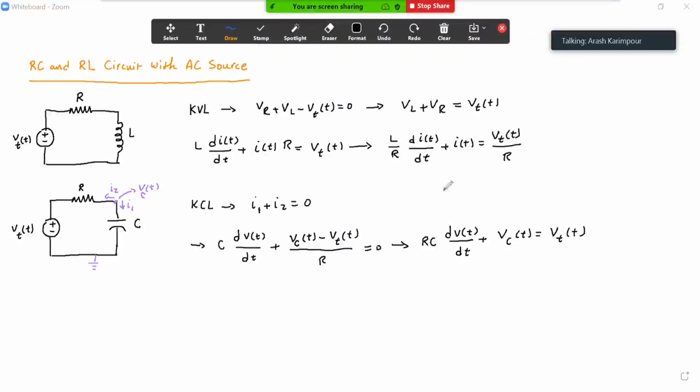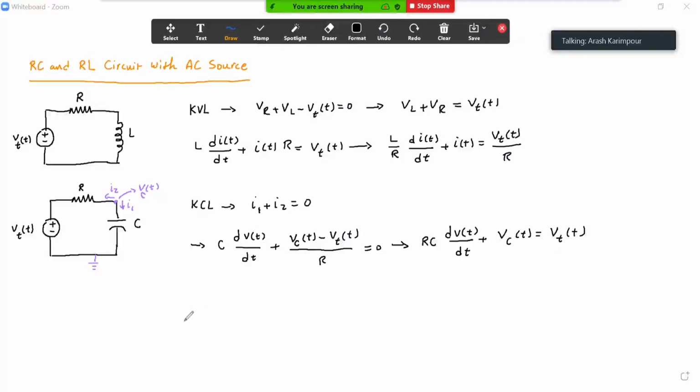If you look at this equation that I have for the RL circuit, or the one that I have for the RC circuit, generally they write the equation like that. So we're going to say either RL or RC that we have.